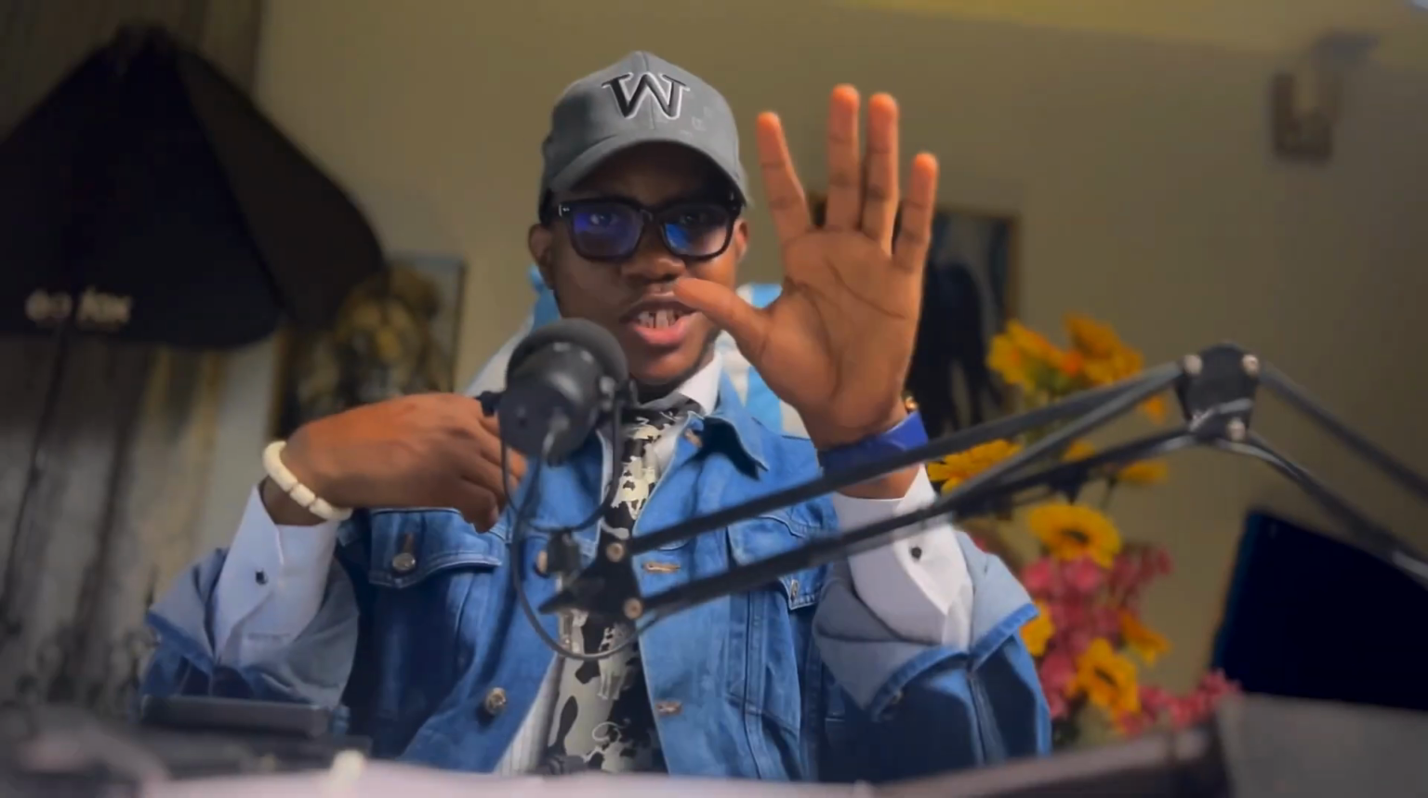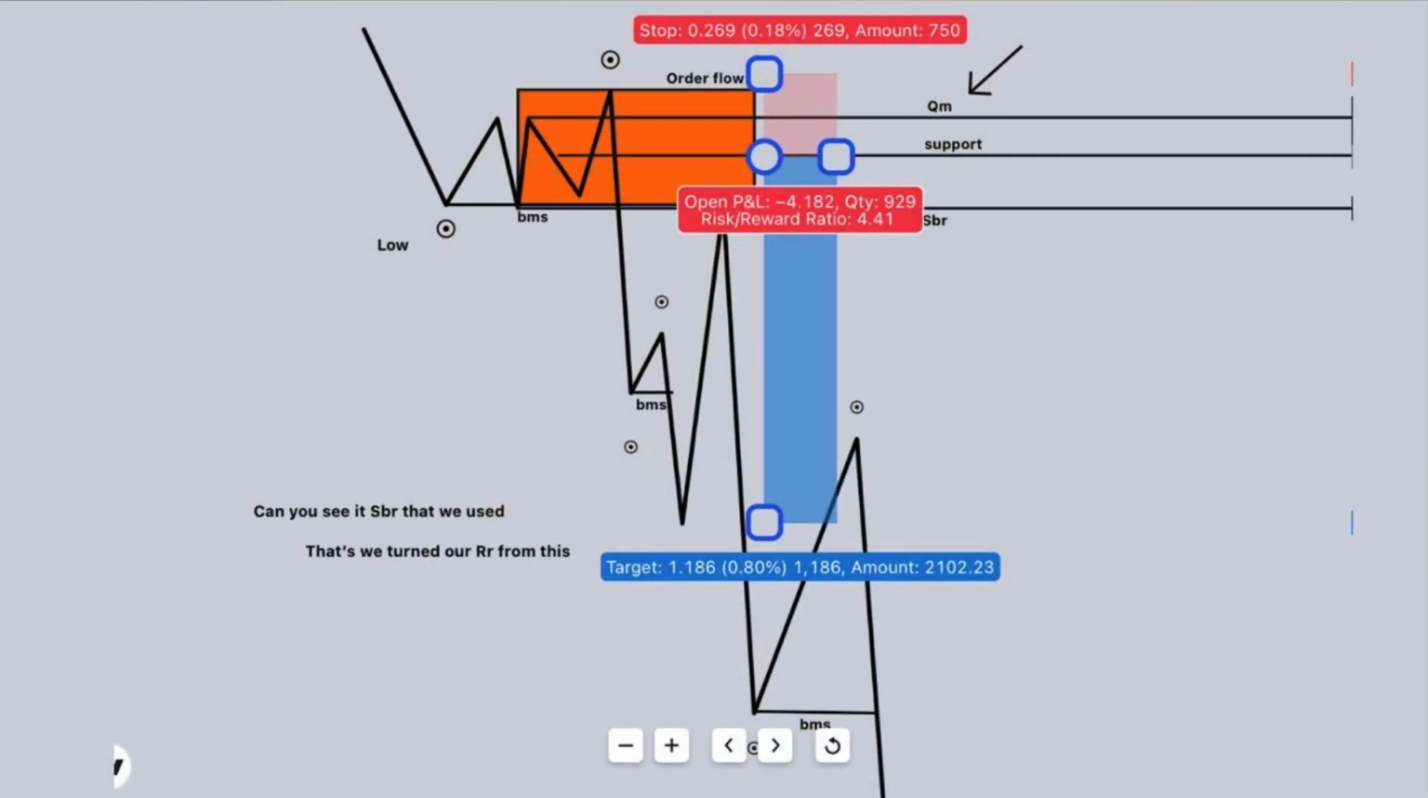Those support and resistance levels you draw on your charts are completely useless. And I don't say this to be harsh. Here is what nobody told me: support and resistance are just lines without order flow. Stay with me, because what I'm going to show you in the next few minutes is going to change how you read your chart.